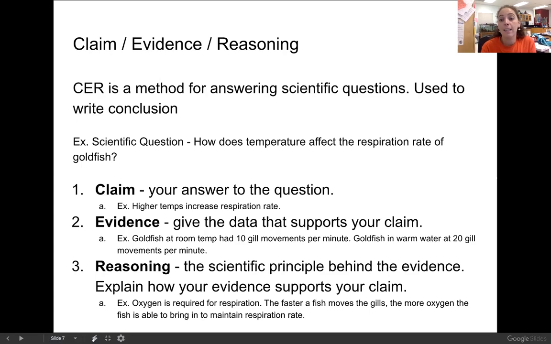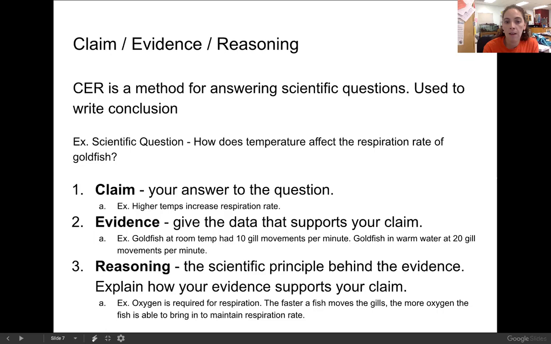And then finally, here it is, CER again, which we talked a lot about yesterday. This is what we'll use at the end of a lab when we do our data analysis and discussing our conclusion and supporting, arguing why your conclusion is correct. So here we have a question: how does the temperature affect the respiration rate of a goldfish? Your claim is your answer. Higher temperatures increase respiration rate.